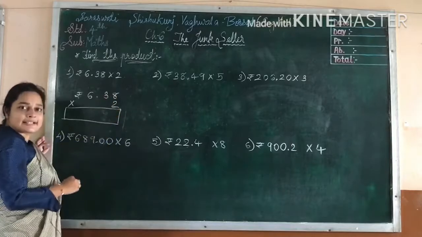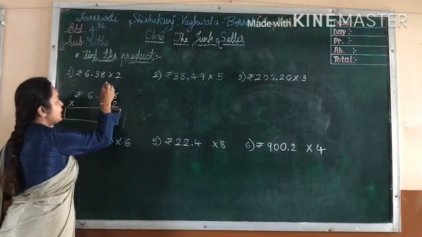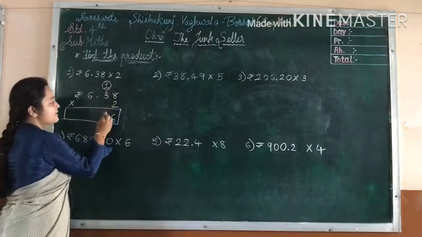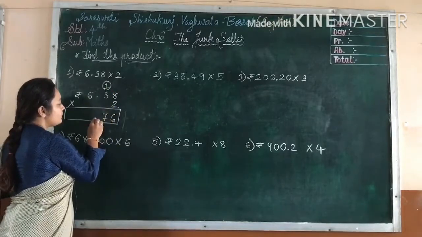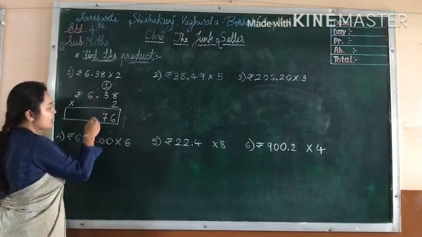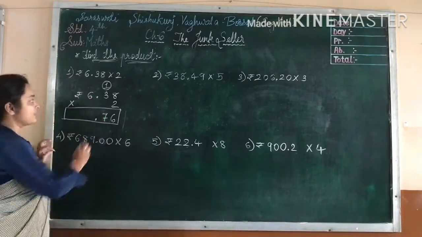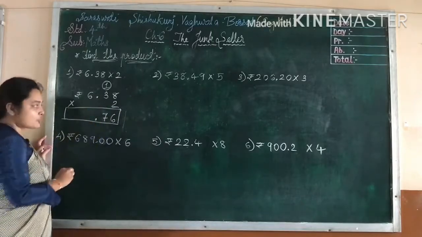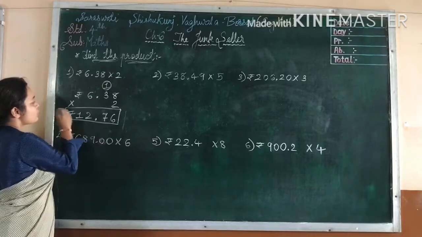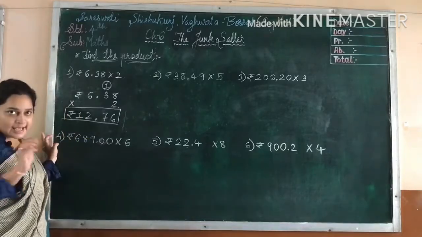2 8s are 16. 6 downside, 1 carry goes on 3. 2 3s are 6. 6 plus 1, 7. Keep here decimal point. Why? Because it is given in a question also. So at the same place we have to keep in answer. Now 2 6s are 12. Okay, rupee sign is given, so we have to also keep it rupee sign in answer.